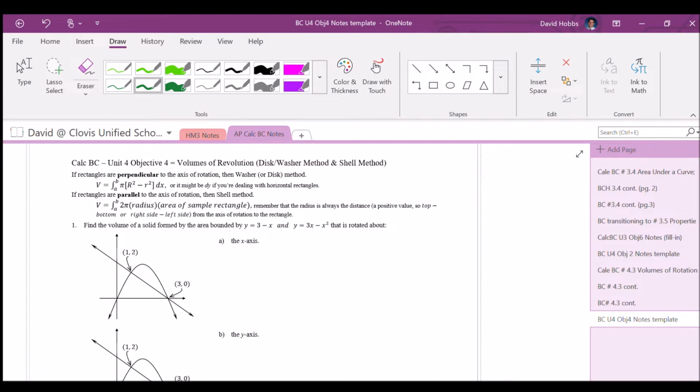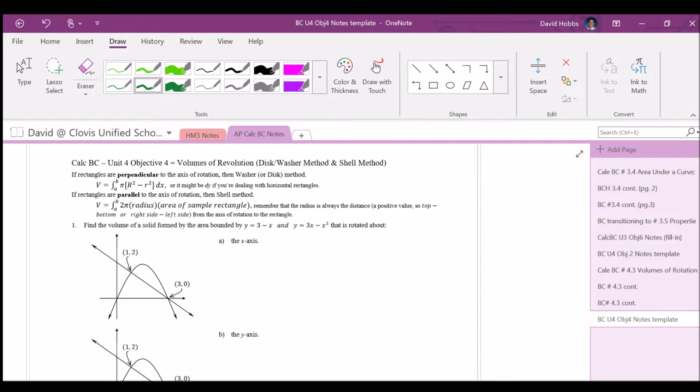Now I'm not actually deriving the formula here for you, but this is, I think, the easiest way to remember it. We've got 2 pi times the radius, and the radius is going to be a variable, by the way. So the definite integral from a to b of 2 pi times the radius times the area of the sample rectangle. Now within the sample rectangle, you're going to have either delta x or delta y, which in calculus becomes either the dx or the dy. So it just all depends on whether you're dealing with horizontal rectangles or vertical rectangles.